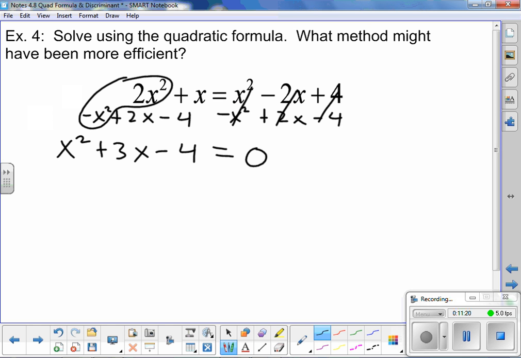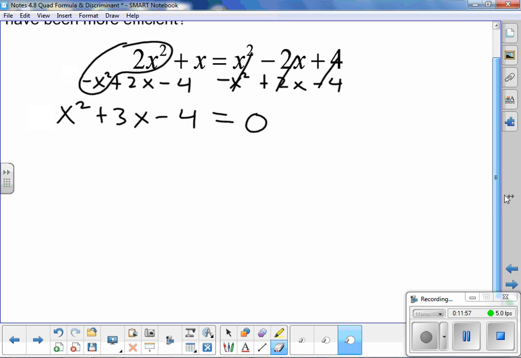Now, the reason why the second part says what method might have been more efficient is because this is actually factorable. You can factor this into x and x. Factor the 4 is going to be a 4 and a 1. Make up that 3, plus 4 minus 1. All right, and then from there you can see that your answers are negative 4 and positive 1. That's probably a more efficient way because you didn't have to go through the whole quadratic formula. So this is not always the best way to solve something, and that's going to be the point of our lesson tomorrow. But for today, I told you to use the quadratic formula, so you're going to have to use it just to practice with it.